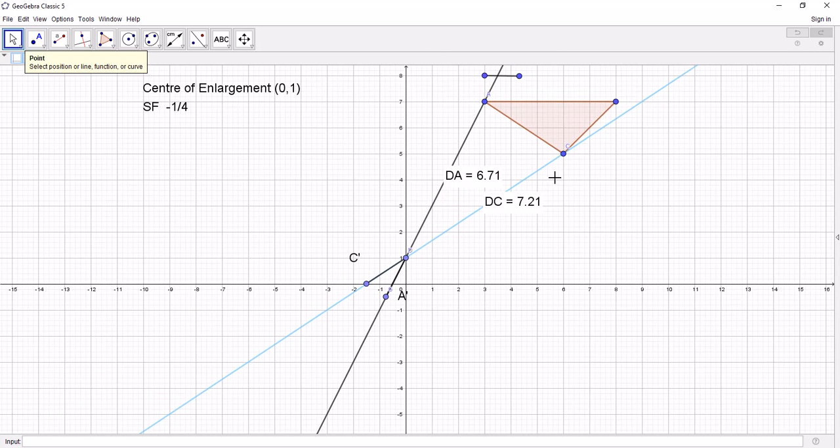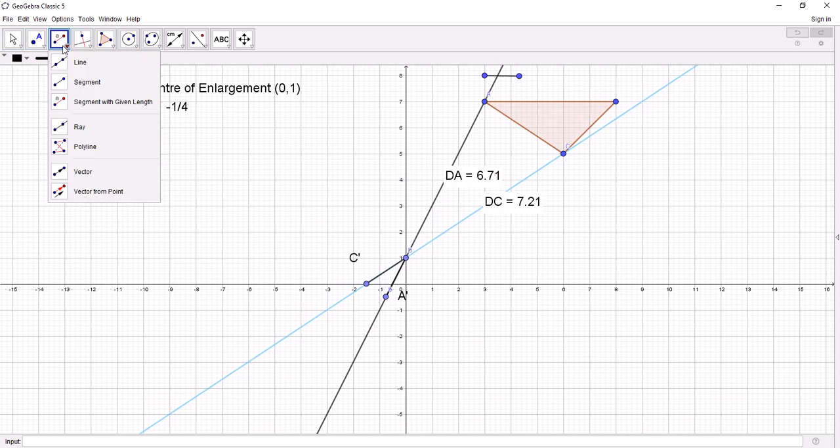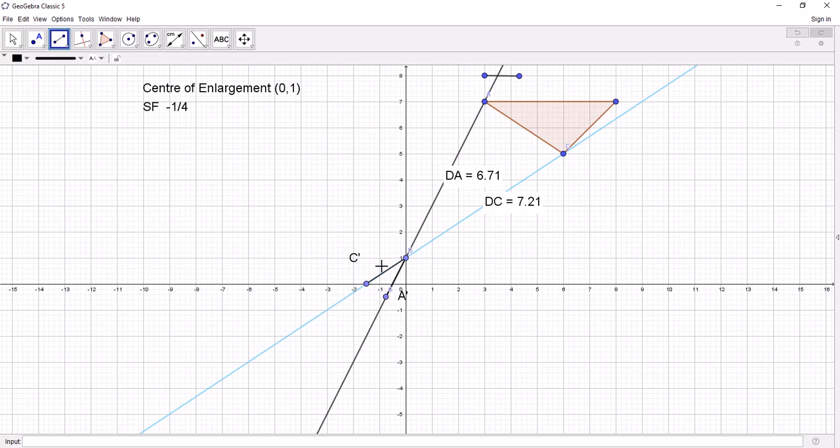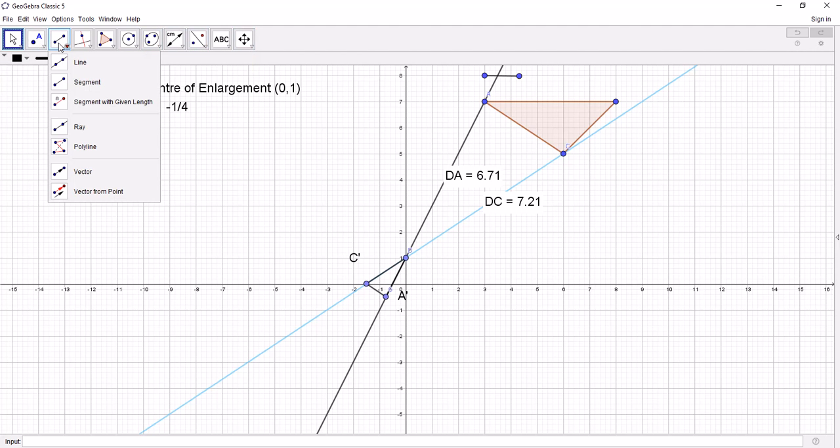So A and C do actually connect. So what I can do now is just join those two up if I want to. So this line is now completely done. Now we've got two of the points, now we just need our third.